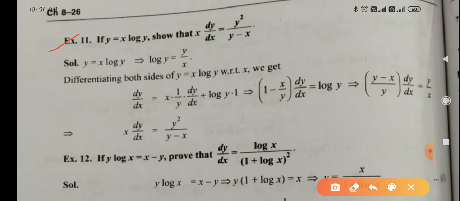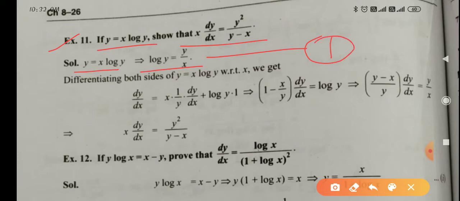In example 11, if y equals x log y, you can see log y is given, no base is mentioned, so it is natural log. So you have to show x dy upon dx equals y square upon y minus x. First of all, y equals x log y is given, so with the help of this log y equals y upon x, this equation is 1. I will use this equation, log y equals y upon x. It means if I need to put the value of log y, then I will put y upon x in place of log y. Now you differentiate the equation y equals x log y by applying the uv formula.